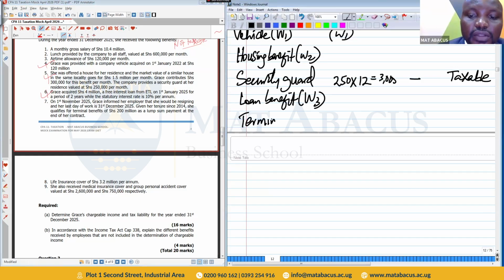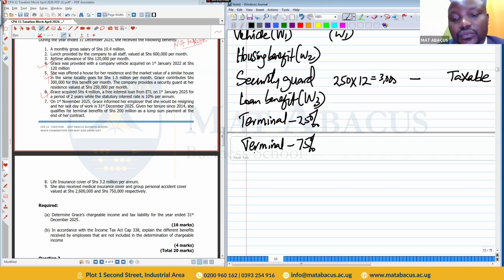So how are terminal benefits handled? You handle 25% of the terminal benefits, and then terminal benefits 75%. In accordance with section 19, subsection 4 of the Income Tax Act, if an employee has worked for a period of more than 10 years for one employer, the terminal benefits are not taxable at 100%. We don't tax all of it. We tax only 75%, meaning that the 25% will not be taxed.